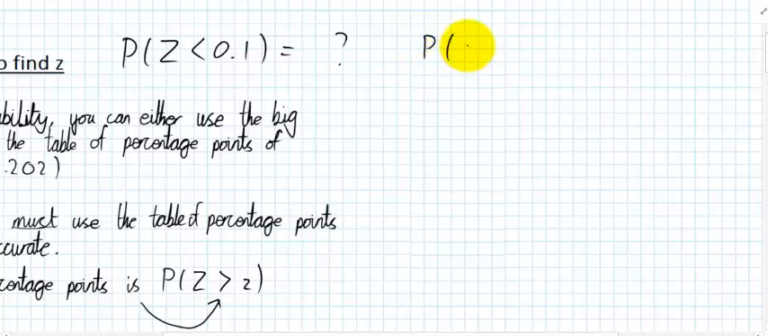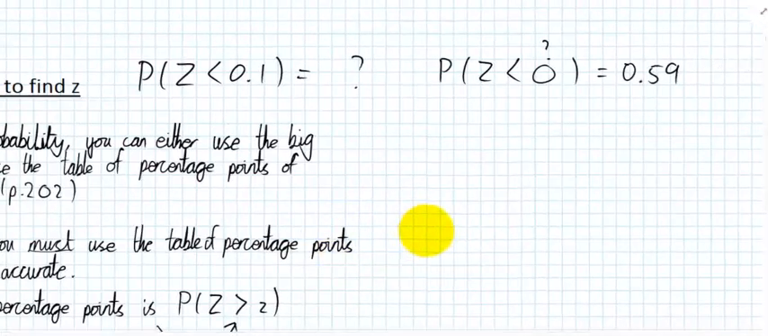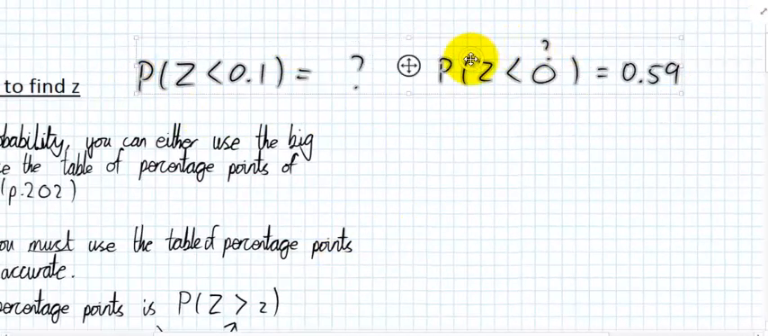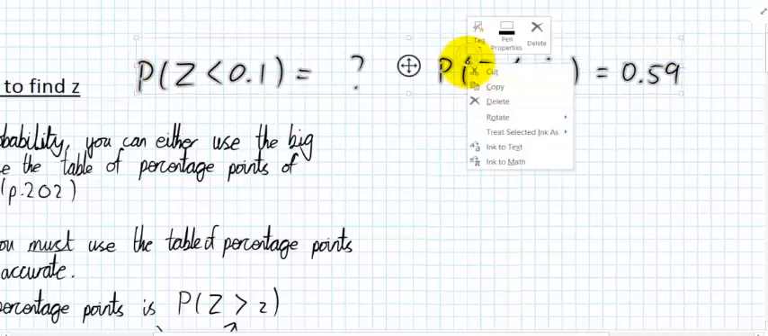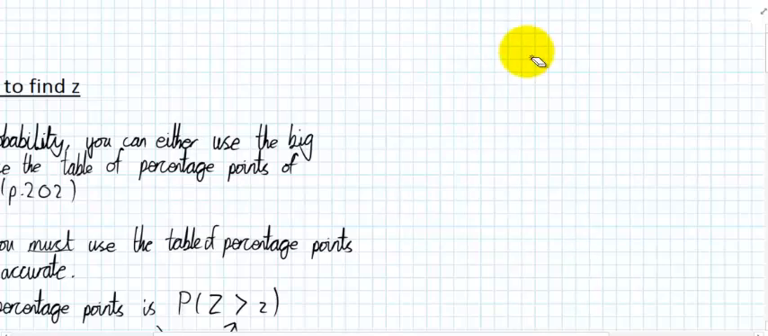We will be given a probability for, say, 0.59, and we have to work out what this Z value has to be. And the method is exactly the same, except it's just done backwards. So let's just make some notes.